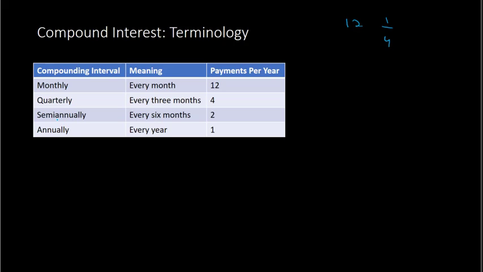Next, we have the term semi-annually. Semi-annually means 1/2, so half a year. So that means every 6 months, payments will be made. So there would be 2 payments per year. And then the term annually means every year. So if it compounds annually, it compounds every year. So that means payments will be made once every year.